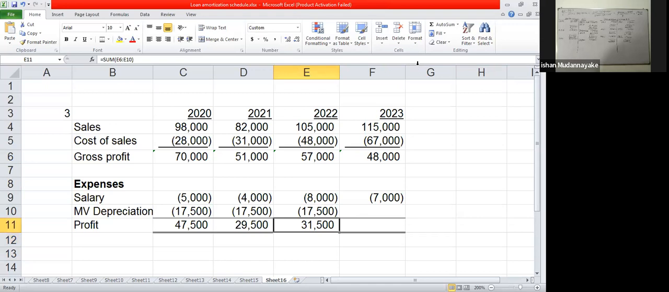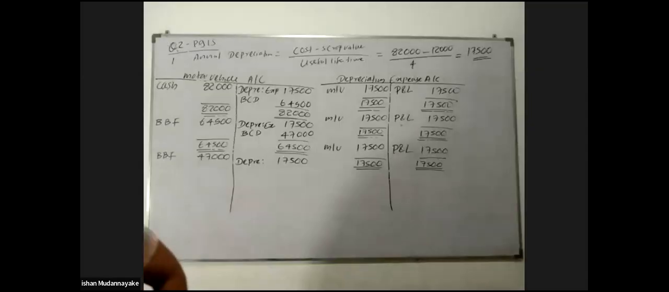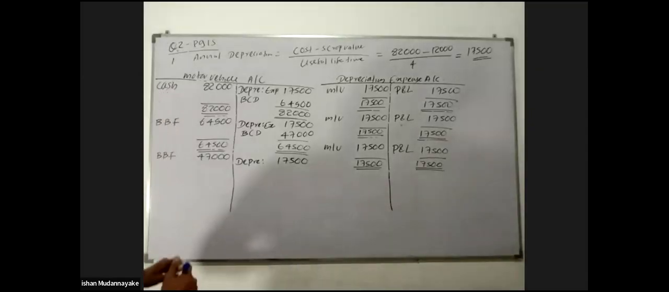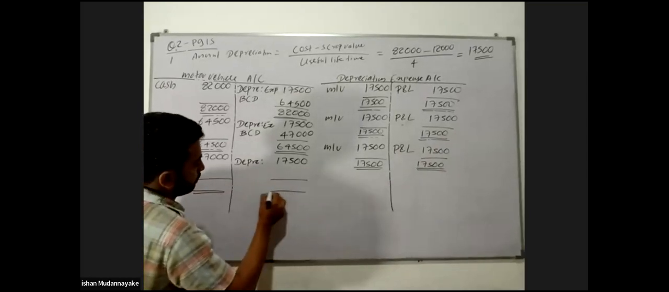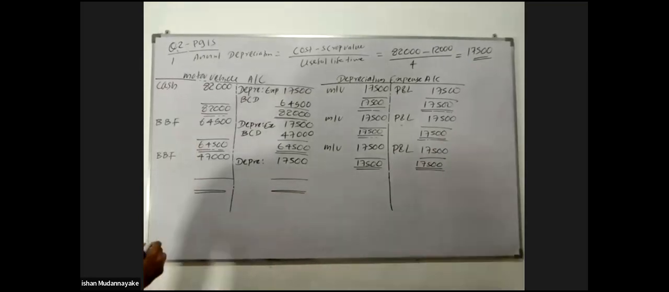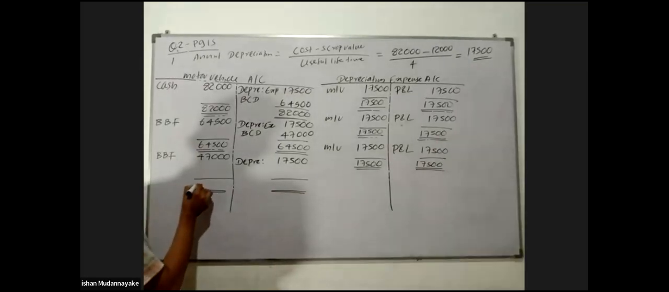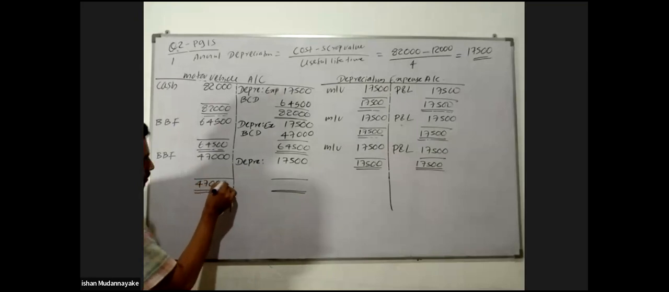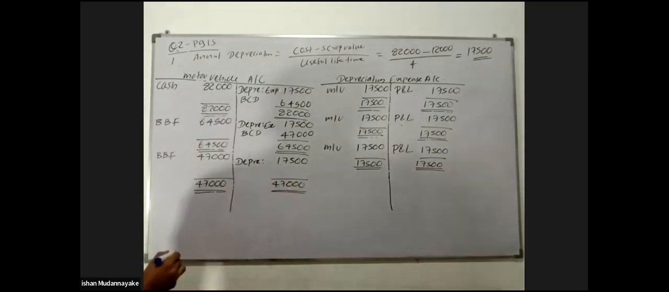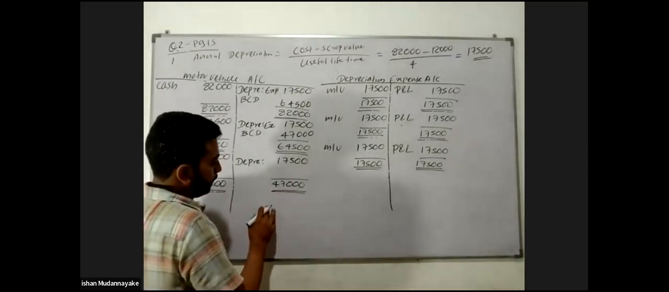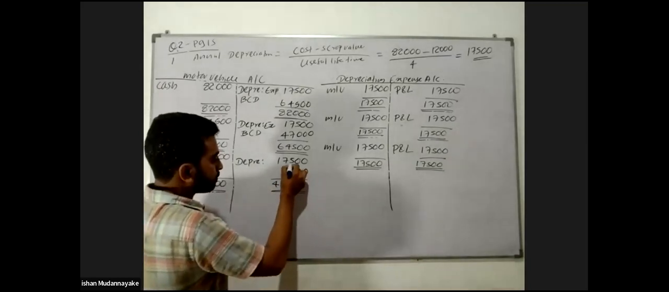Okay, next, profit is 31,500. Then come to the motor vehicle account. Here, closing motor vehicle balance 47,000. 47,000 minus 17,500. How much?